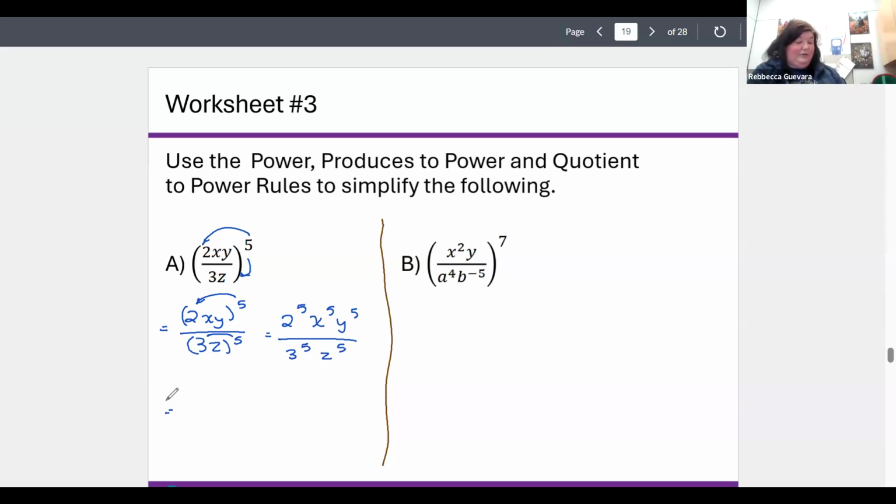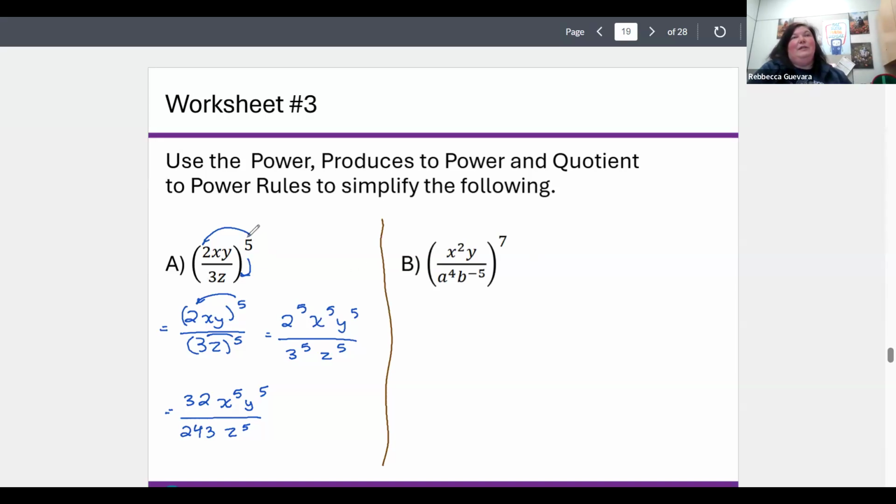Okay, well, I know what 2 to the power of 5 is, but 3 to the power of 5, I need to go find that quickly. All right. 2 to the power of 5, that is 32. And then we have x to the 5, y to the 5. 3 to the power of 5 is 243. And then we have z to the 5th. So this is what the simplified form would look like. And 32 over 243 does not simplify. So that's about as simple as that fraction is going to get.